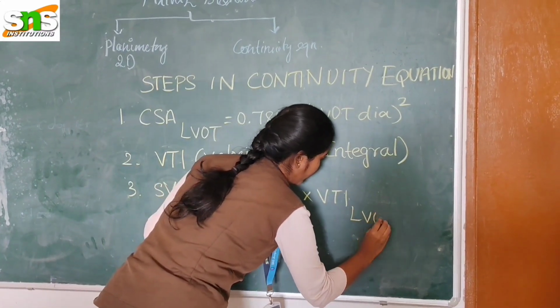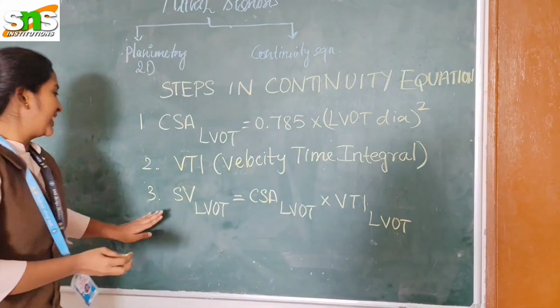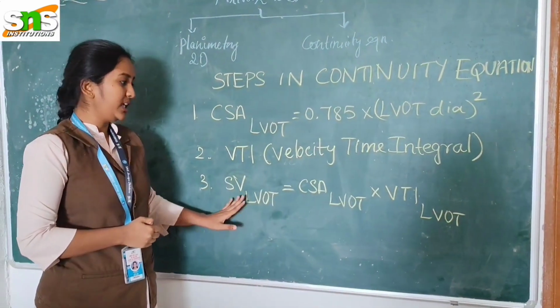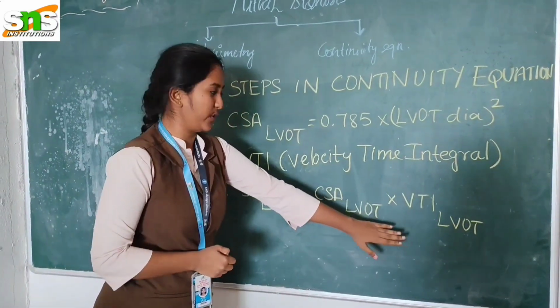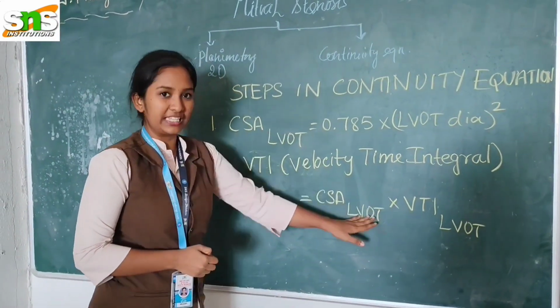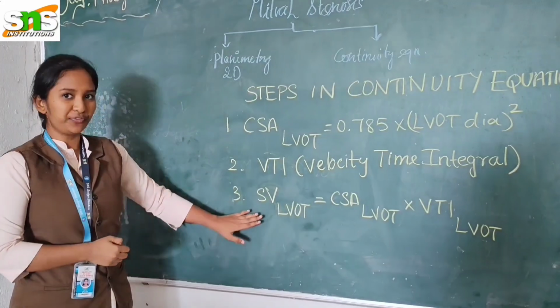VTI of LVOT. We can find the stroke volume of LVOT by using the formula CSA of LVOT into VTI of LVOT. By multiplying these two values, we can find the value of stroke volume.